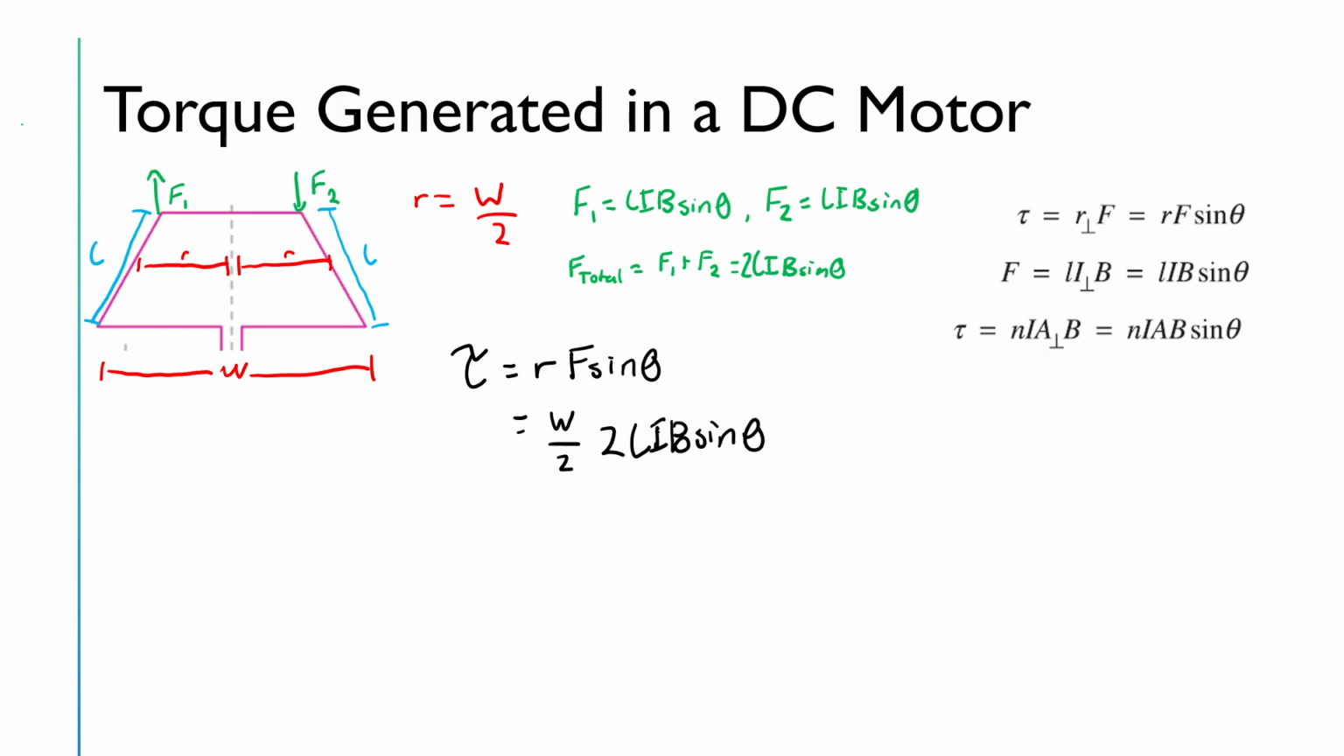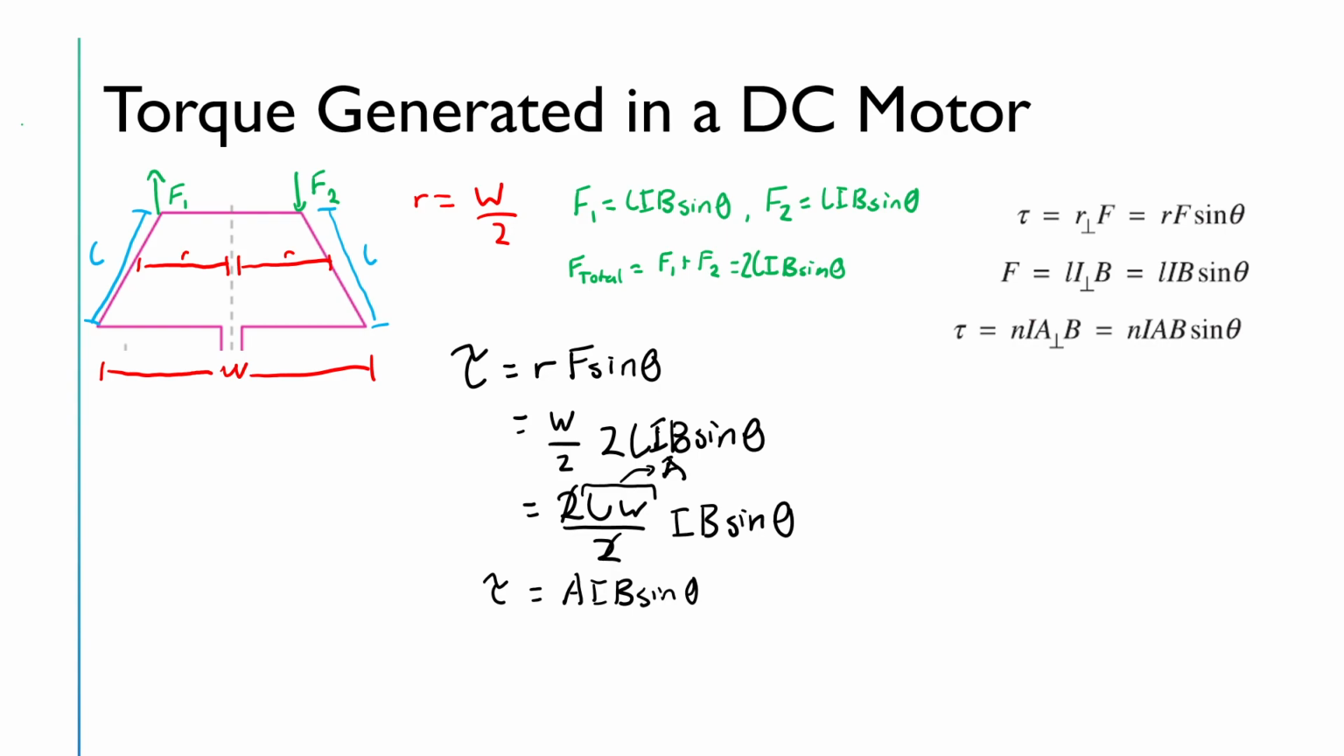At this point, what I'm going to do is separate some of the terms so that we can come up with a little bit of a cleaner equation. So what I've done here is separate out all of the terms that have got to do with the dimensions of the loop. And by cancelling out these 2's here and recognizing that length times width is essentially area, we can say then that torque is equal to AIB sine theta.